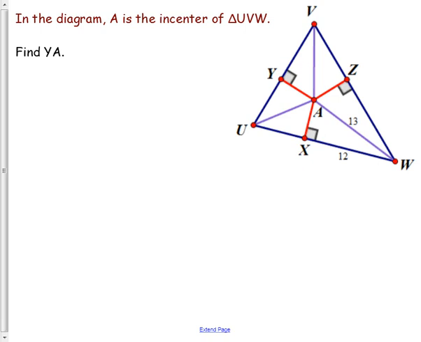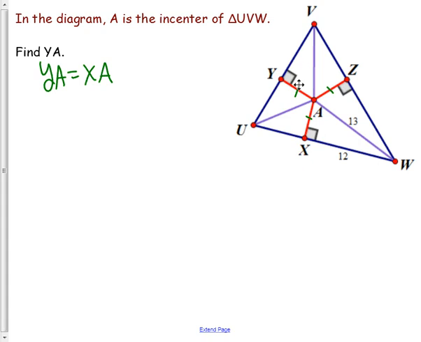In the diagram, A is the incenter of triangle UVW. So, same diagram. Find YA. I do not have any information directly attached to YA, but I know that these 3 segments are equal, so we know that YA equals XA. We sound like a bunch of Canadians, eh?